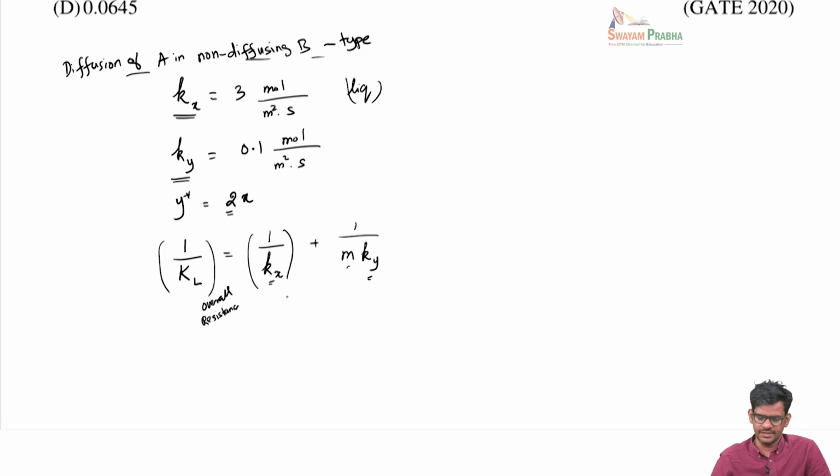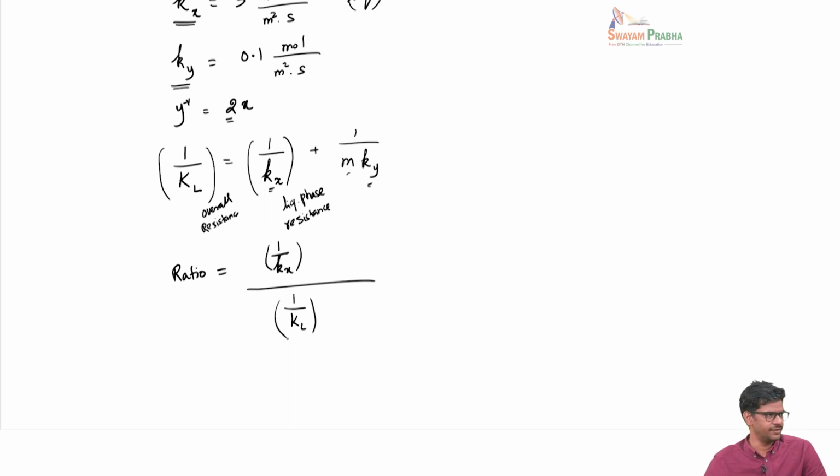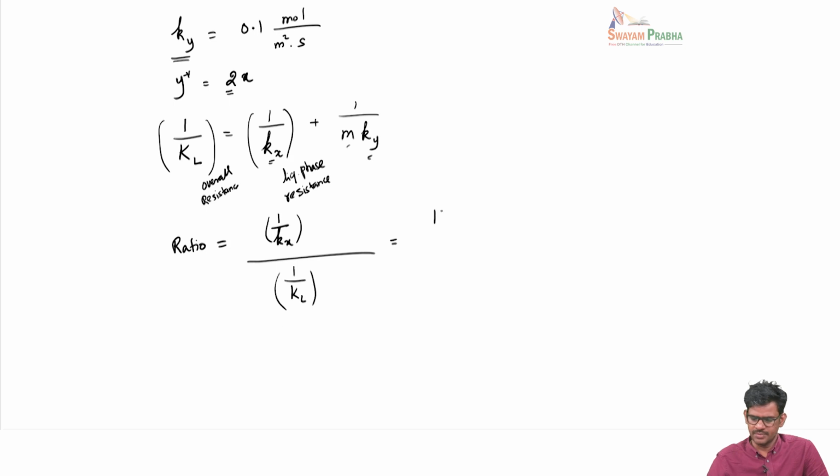And this is the liquid phase resistance. We just need the ratio of the two. So I'll simply say ratio. We know what this ratio means. First I have the liquid phase resistance, which is 1 over Kx divided by 1 over KL. These are the quantities of interest. So in other words, it basically becomes KL by small kx.